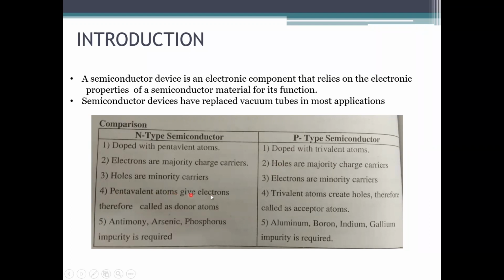Pentavalent atoms give electrons, so they are called donor atoms, and trivalent atoms create holes, therefore they are called acceptor atoms. For N-type, antimony, arsenic and phosphorus impurities are required, and for P-type, aluminium, boron, indium and gallium impurities are required. So this is the difference between N-type semiconductor and P-type semiconductor.